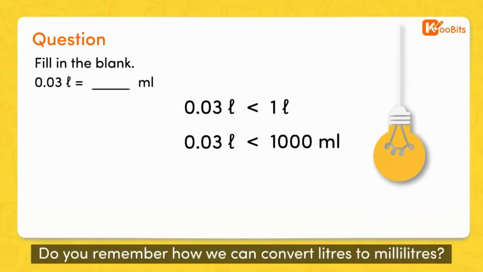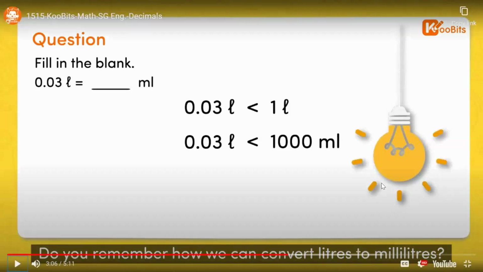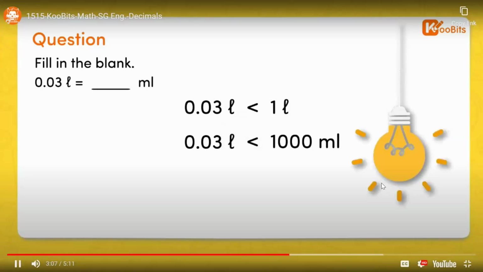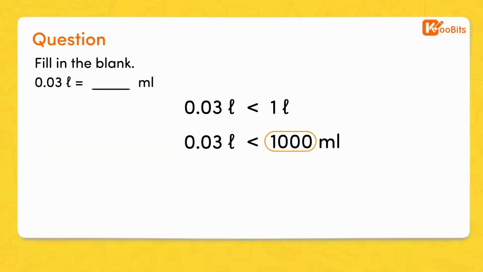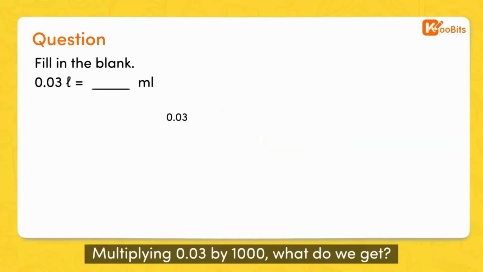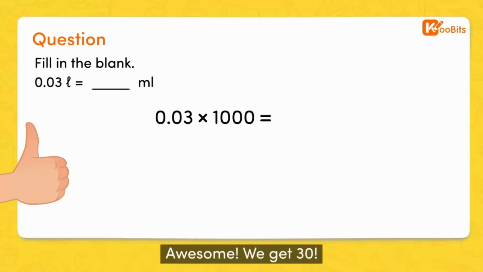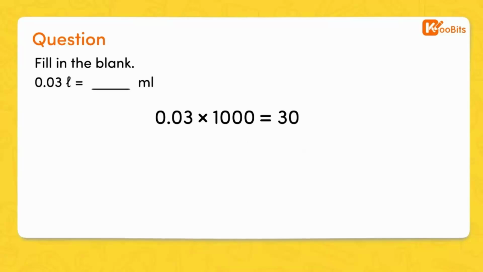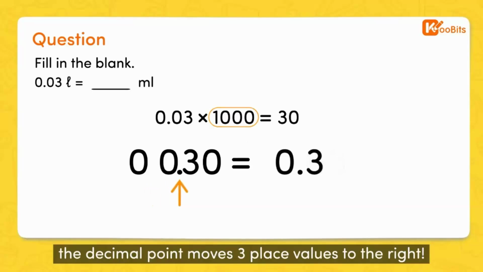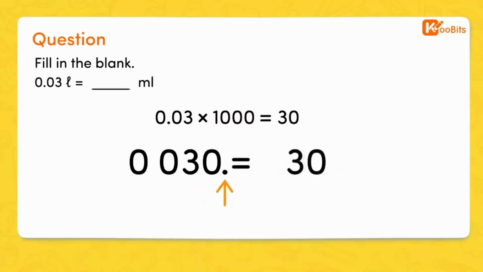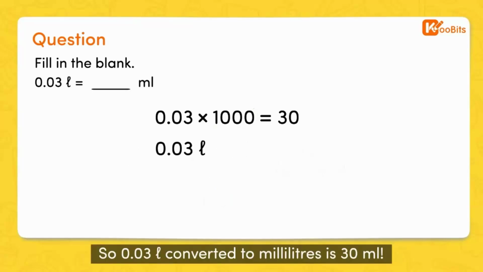Do you remember how we can convert liters to milliliters? It's 3 milliliters. That's right. We can multiply by 1,000. Multiplying 0.03 by 1,000. What do we get? Awesome! We get 30. When we multiply by 1,000, the decimal point moves 3 place values to the right. So 0.03 liters converted to milliliters is 30 milliliters.